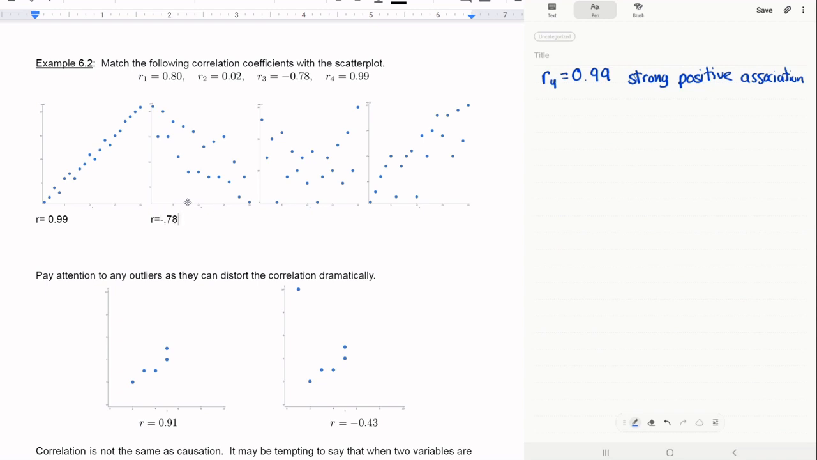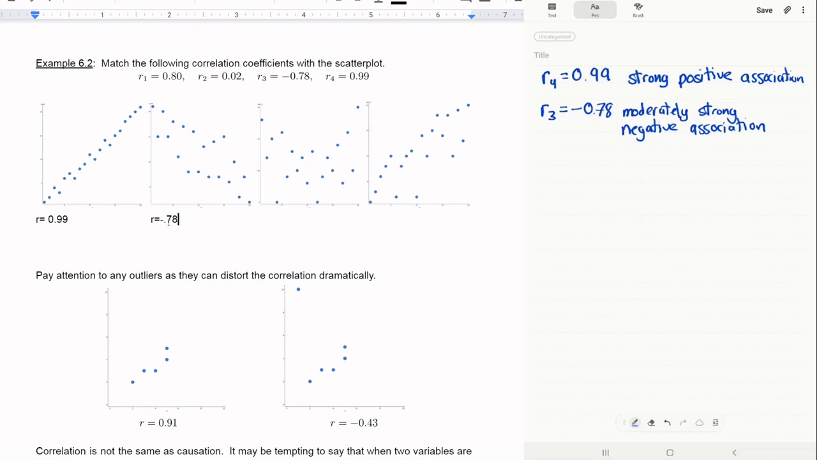0.78. Okay, so R3 being negative 0.78 is a moderately strong negative association. And it's moderately strong since there is some vertical spread between the data points.